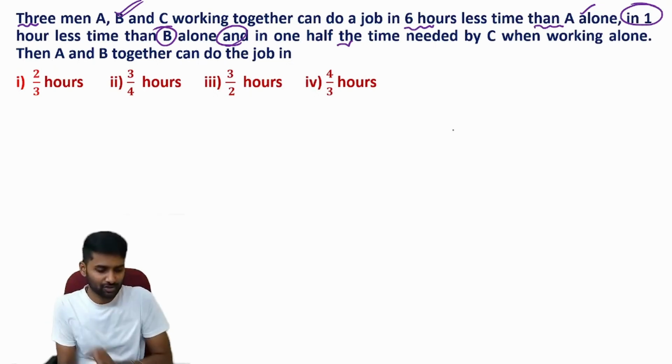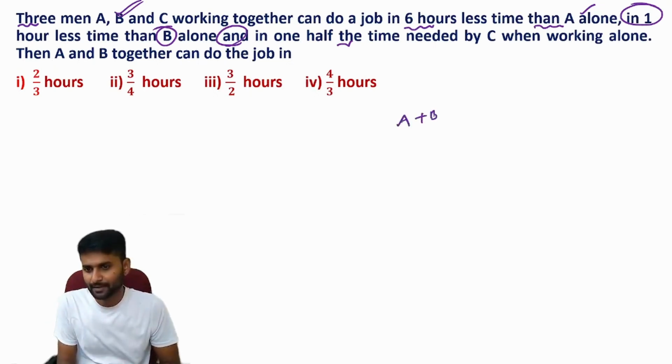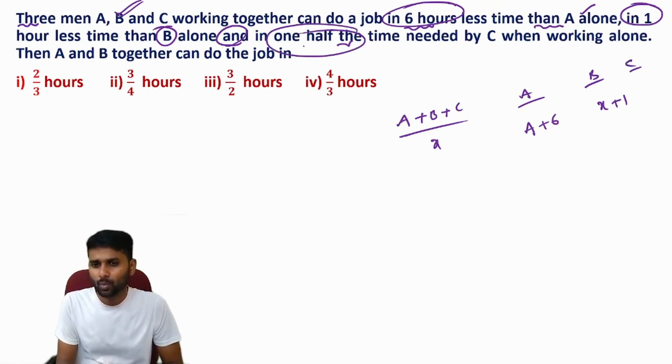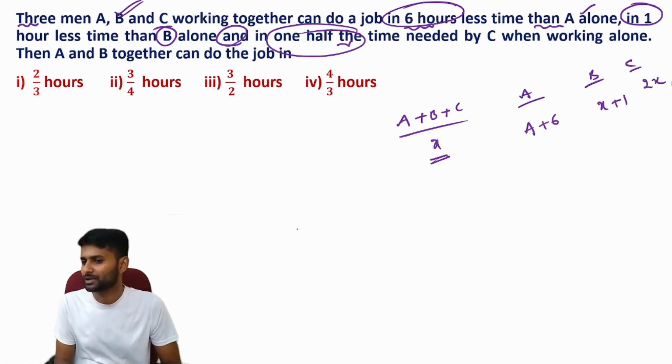AB together can do the job. Let's see the comparison. See, ABC can complete the work in x days. ABC is 6 hours less than A, which means the A value is x plus 6. What about the B value? ABC takes 1 hour less than B, which means B is 1 hour more, x plus 1. And when compared to C, ABC is exactly half of the time. Half of the time means definitely C will finish the work in 2x.